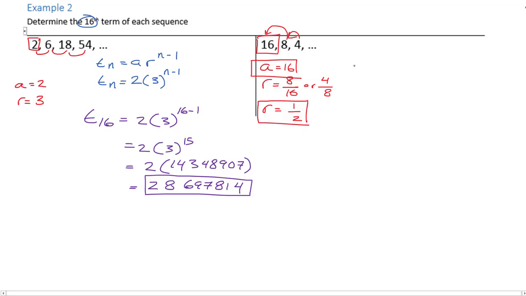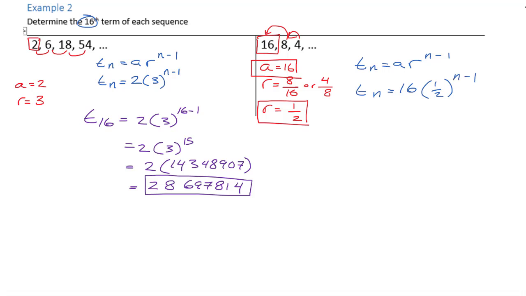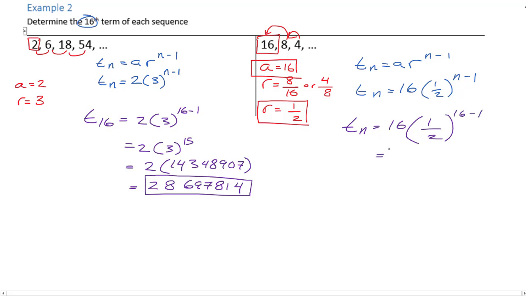Okay, so let's write our formula. Tn equals a r to the power of n minus 1. So any term can be calculated by taking 16, timesing it by 1/2 to the power of n minus 1. All right, so let's find the 16th term. Again, we want this as a fraction, not a decimal. So what's 16 times 1/2 to the power of 16 minus 1? Well, that's going to be 15, so we have 1/2 to the power of 15.